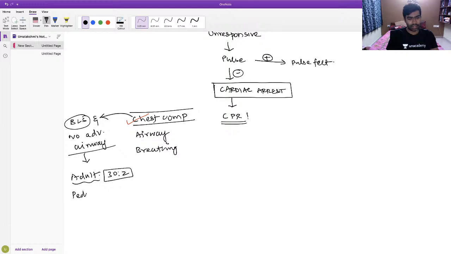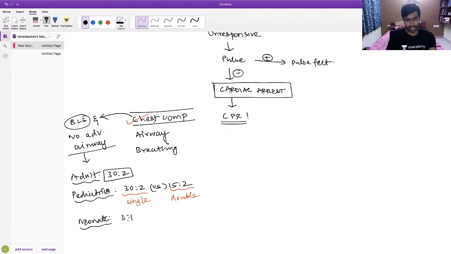Similarly in pediatrics, once again there is no change. It's going to be either 30:2 or 15:2. So when will you do the 30:2 ratio? 30:2 if the patient is being rescued by a single rescuer, or 15:2 if the patient is being rescued by more than one rescuer. If there are two rescuers or more, in that setting you can keep the ratio as 15:2. Similarly for neonates, it has not changed that much. It is still approximately 3:1. This has not changed as far as the current update is concerned.